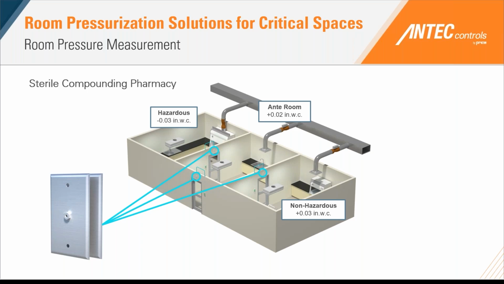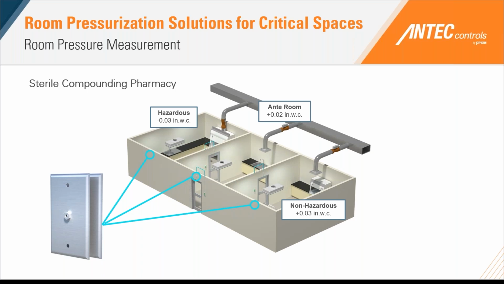And then we want our hazardous room to be negatively pressurized in reference to our anteroom. So in this case, we're going to want it to be monitored and controlled to about negative 0.03 inches of pressure. Now, as we talked about earlier, this type of pressure monitoring relationship would be called a cascade pressure relationship because we're measuring both our non-hazardous and our hazardous space to the reference anteroom.